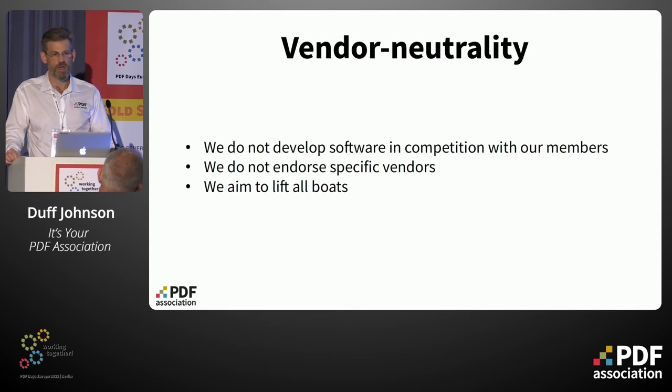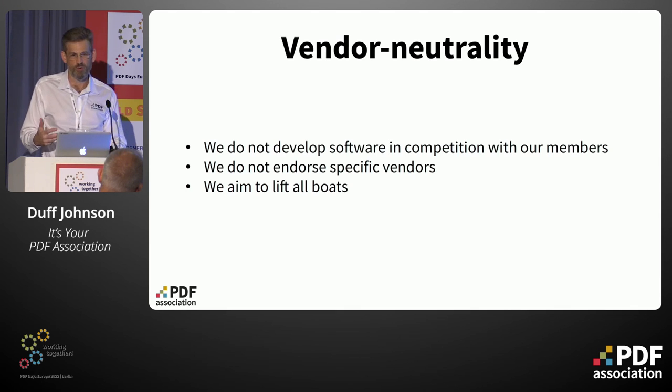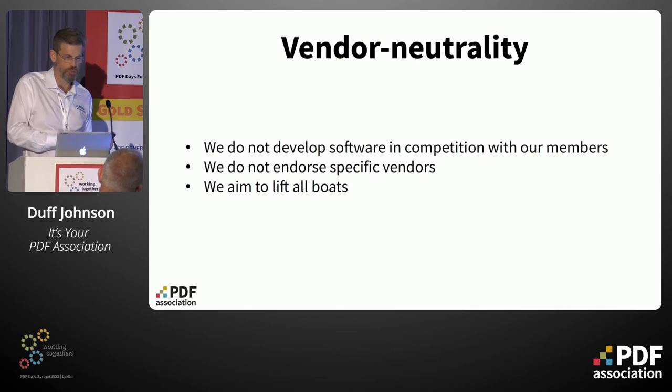The way in which we organize is fairly straightforward: we have individual members and full members, those are companies, and we have partner members. The differences between them are explicitly laid out in the information on the website under the member information or join the PDF Association link. I can't remember which. Membership benefits, thank you. It tells you what the different types of membership are.